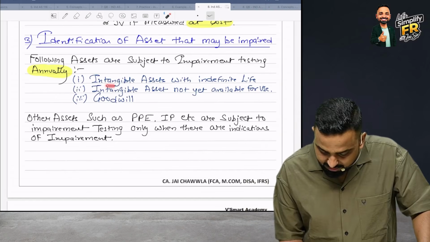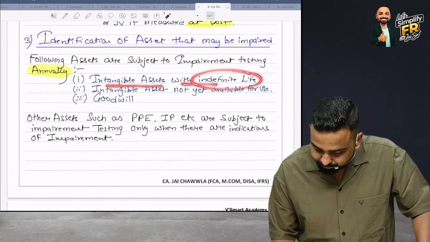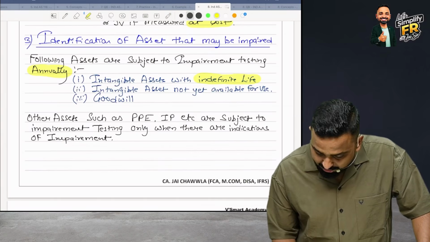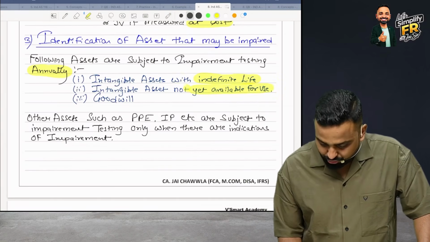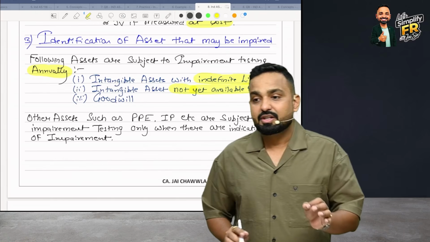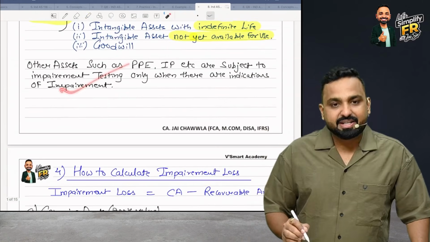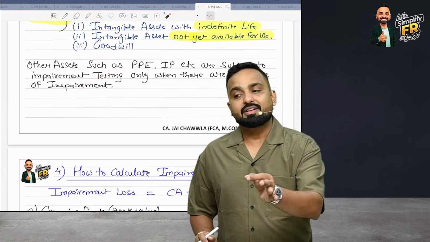What are the assets? Intangible asset with indefinite life. Next, intangible asset not yet available for use. And the last one is goodwill. These will be tested for impairment annually. What about other assets? They will be tested only when there is an indication.